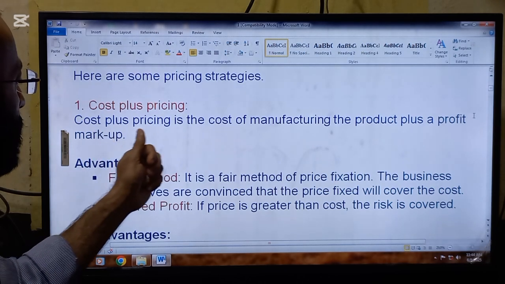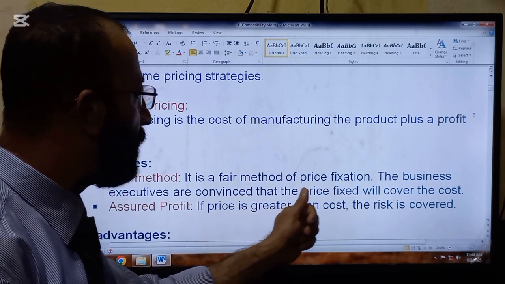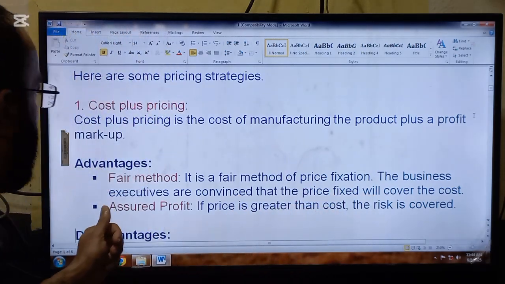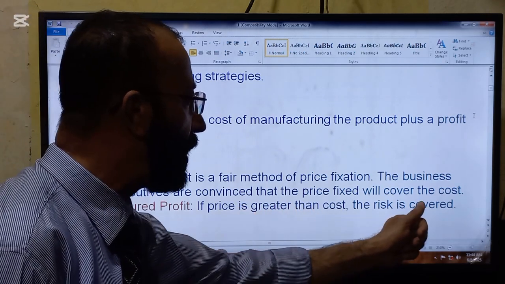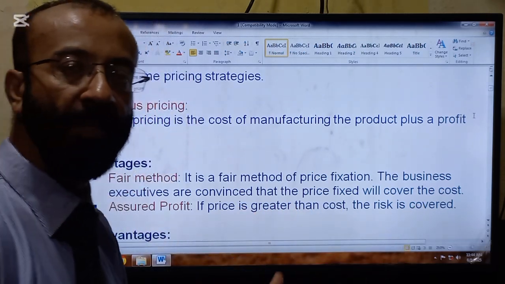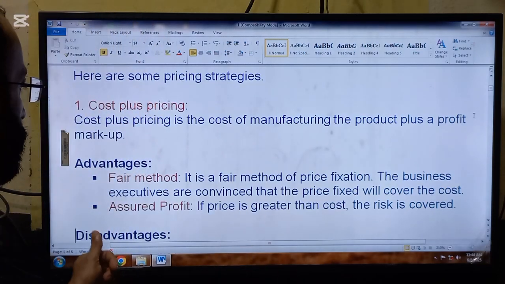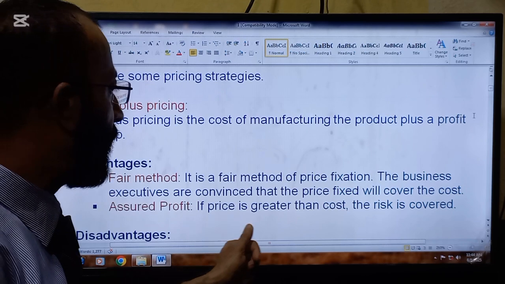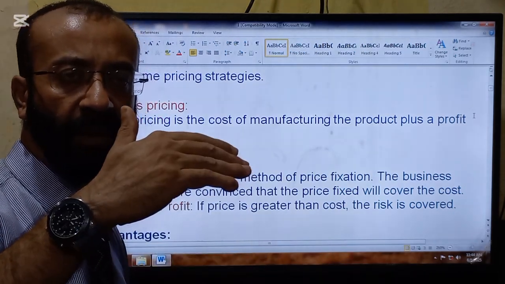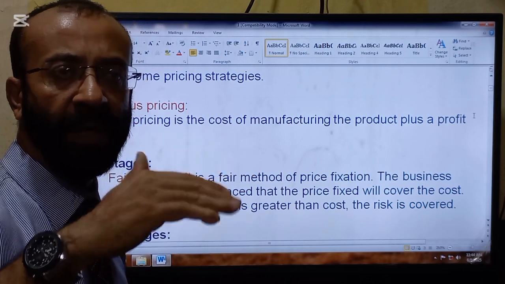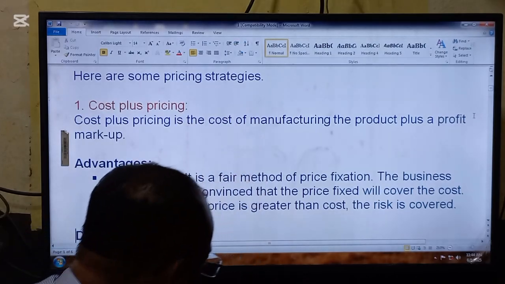The advantage of cost plus pricing is that it is a fair method of price fixation. The business executives are convinced that the price fixed will cover the cost. Definitely the price will cover the cost. So this is the first advantage. Number two, assured profit. If price is greater than cost, the risk is covered. Above the cost of the product, 10% or 20% or 30% is added, so profit is also assured.